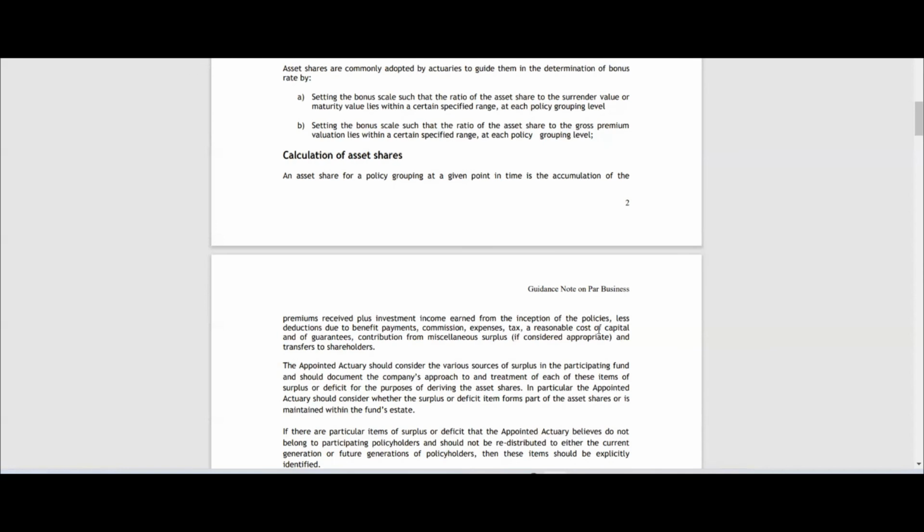However, the things that are easily understood would be the items that are physically existing, like transfer to the shareholders. We know that this amount of money would flow from the with-profit fund to the shareholder fund, and we can see that. But the cost of guarantees and the cost of capital are difficult to see, and that's why it is difficult to gauge what is going on inside. Right, so that's the calculation of asset share.